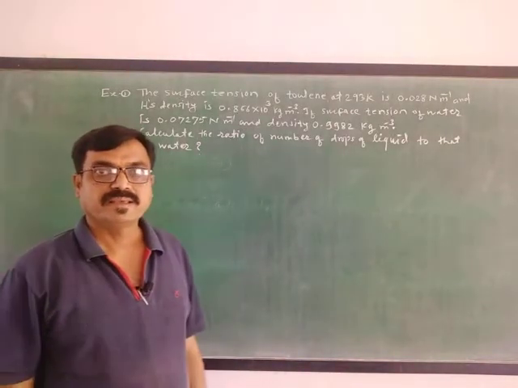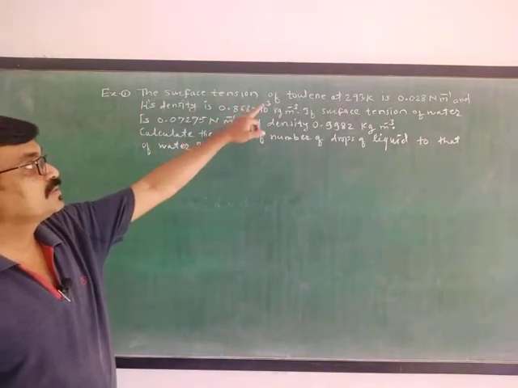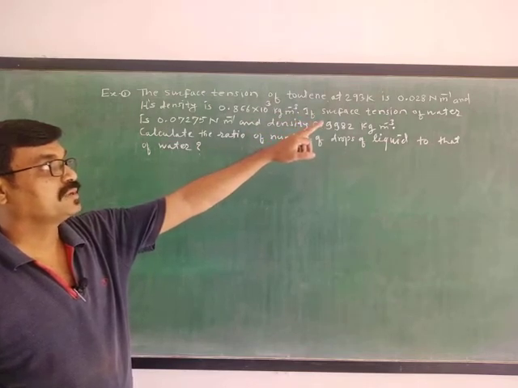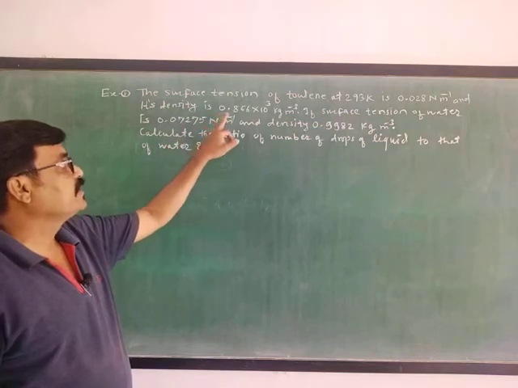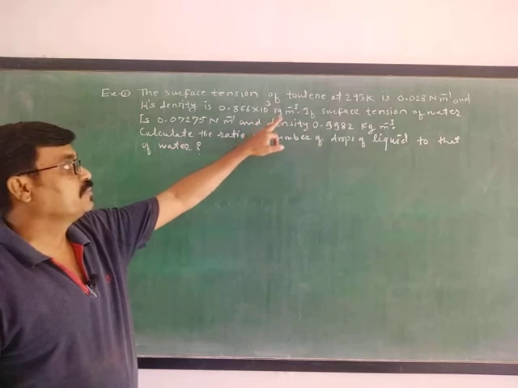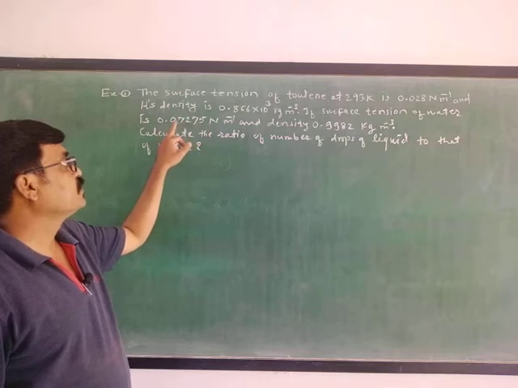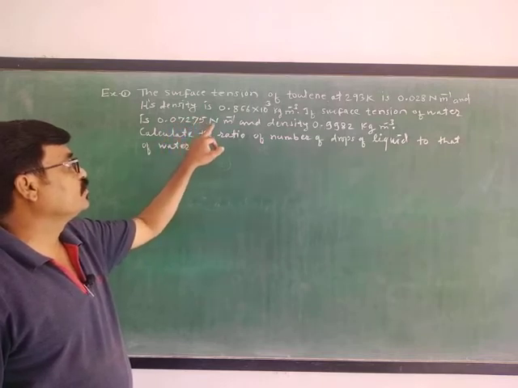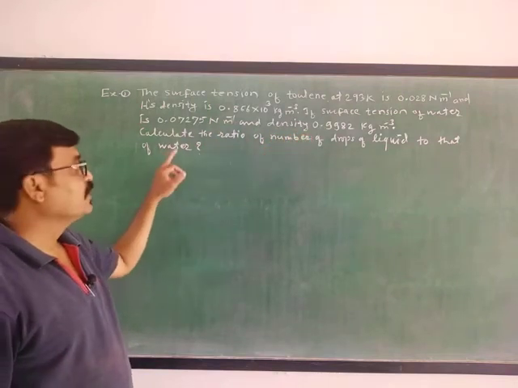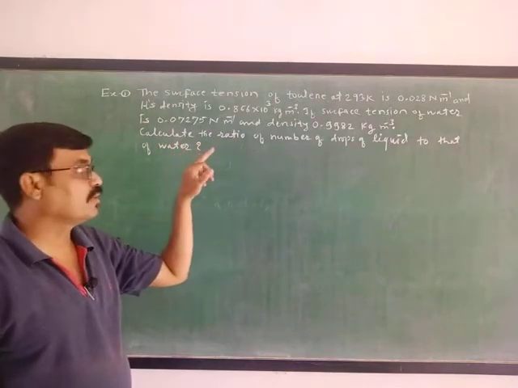Now see examples on liquid state. The surface tension of toluene at 293 Kelvin is 0.028 Newton per meter and its density is 0.866 into 10 raised to power 3 kg per meter cube. If the surface tension of water is 0.07275 Newton per meter and its density is 0.9982 kg per meter cube, calculate the ratio of number of drops of liquid to the number of drops of water.